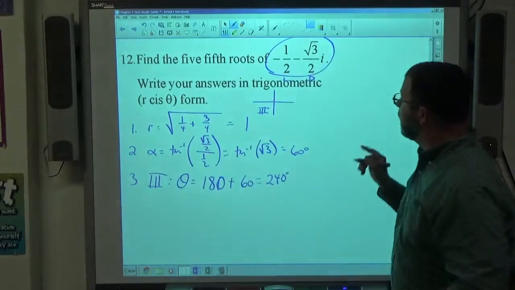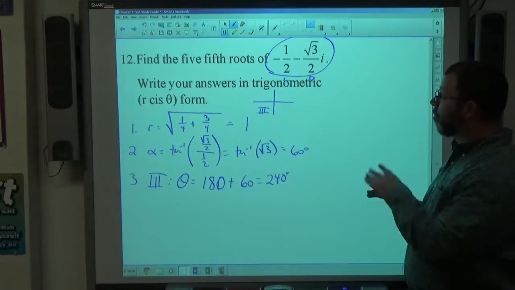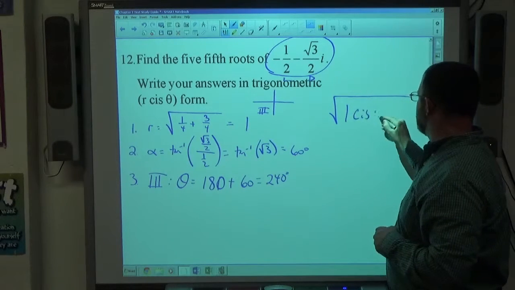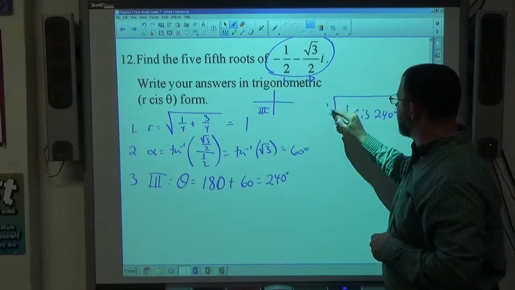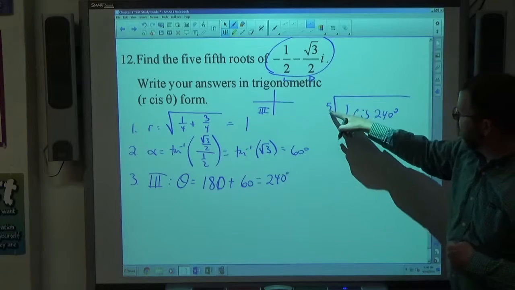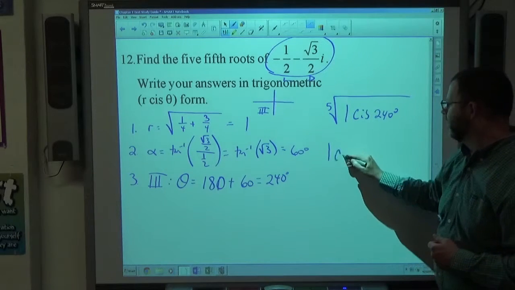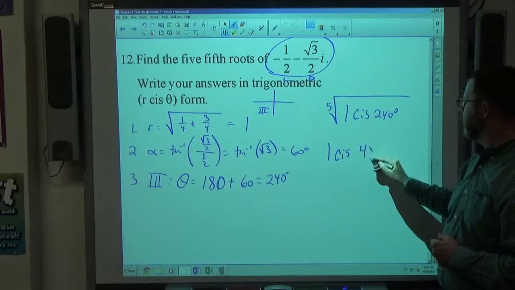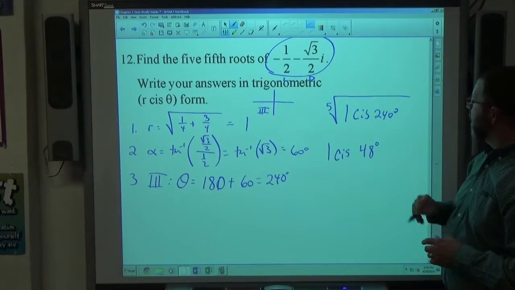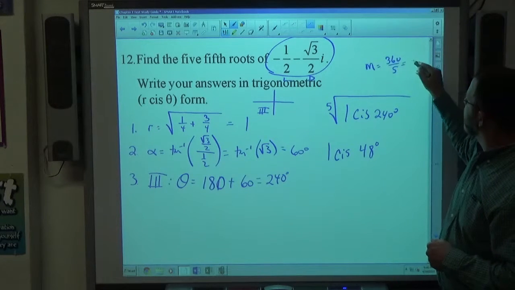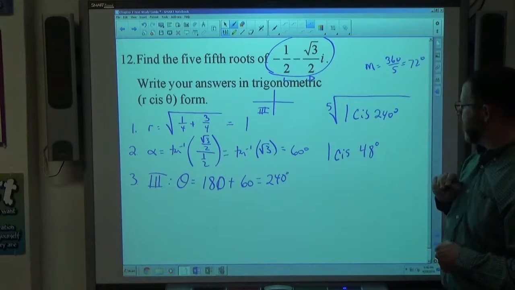So I know that the RCIS theta form of that is going to be 1 CIS 240 degrees. So if I'm doing 5th roots, my first job is to find the first 5th root, which is going to be the 5th root of 1, which is 1, and 240 divided by 5, which is going to be 48 degrees. And then my magic number in this problem is going to be 360 over 5, which is going to be 72 degrees. That's how much you keep adding to 48.